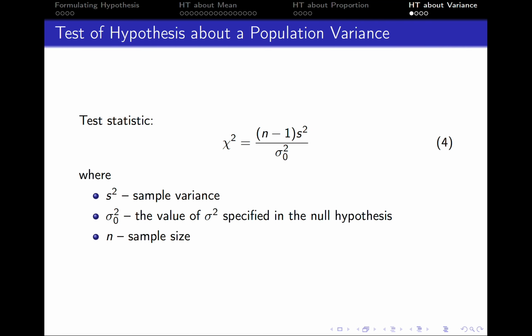And in the last video, I would like to talk about hypothesis test and about a population variance. In this case, we will need to estimate the following test statistics. So chi-squared will be equal to n minus 1, where n is sample size, multiplied by s squared, which is sample variance, and divided by sigma 0 squared, which is the hypothetical value of the true population variance, or the value of sigma squared specified in the null hypothesis.